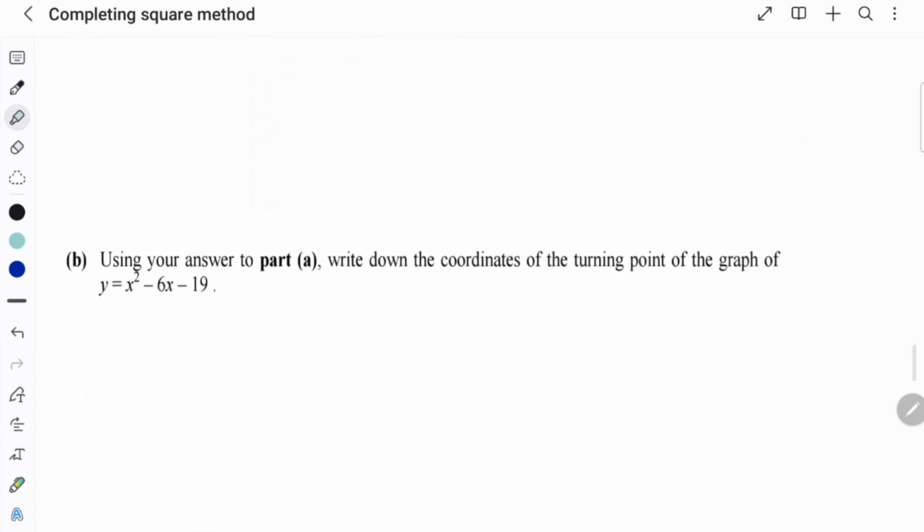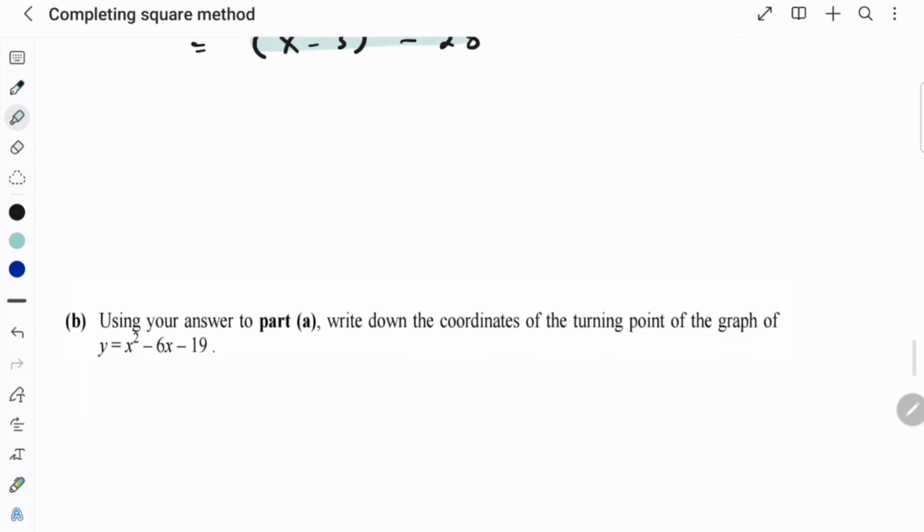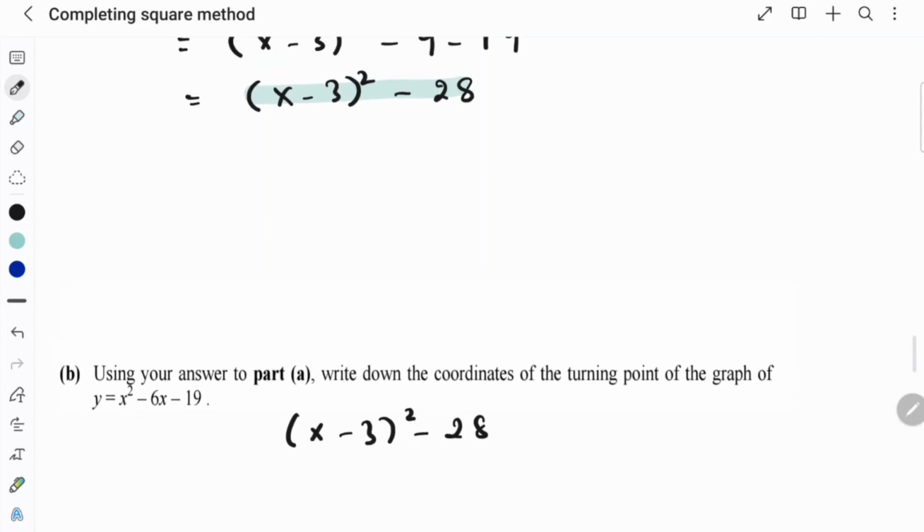Now the next part: using your answer in part a, write down the coordinates of the turning point of the graph x² − 6x − 19. The answer was (x − 3)² − 28. So the turning point, the minimum point or the stationary point, is (3, −28).